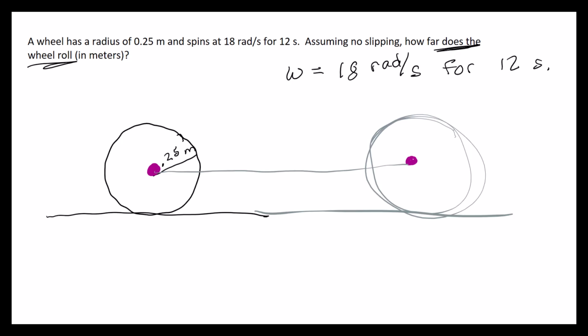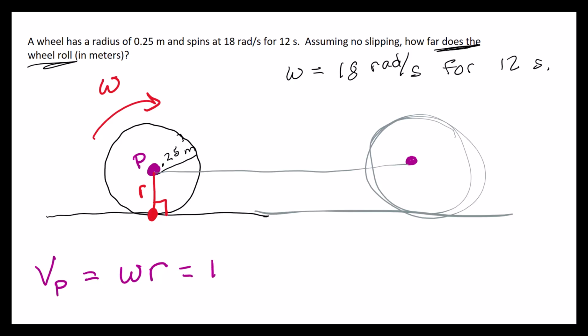Remember we talked about the instantaneous center of zero velocity. Because it's not slipping, that point isn't moving, it has to stick in order to roll forward. The velocity of any point is going to be that perpendicular distance r times the omega of the object. Let's call this point P. The velocity of P is going to be omega times r. In our case, omega is 18, r is 0.25.